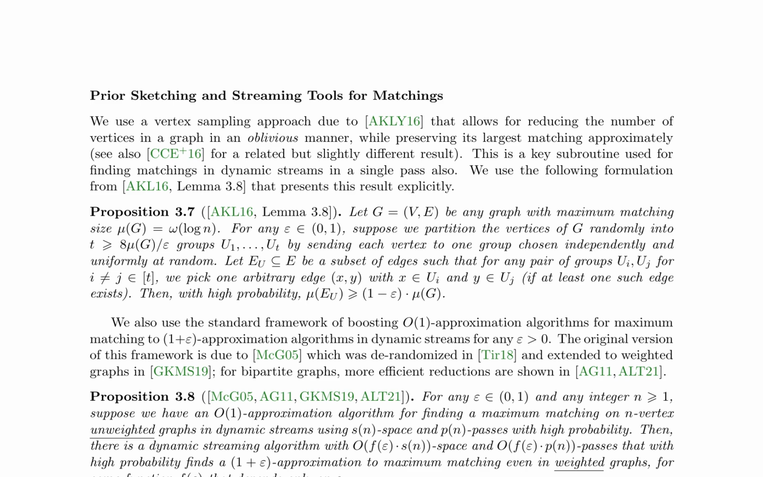In the realm of graph theory and streaming algorithms, two pivotal concepts are explored: prior sketching and streaming tools for matchings, as well as two-party communication complexity. Firstly, the vertex sampling approach due to AKLY16 is highlighted, which reduces the number of vertices in a graph in an oblivious manner while preserving its largest matching approximately.